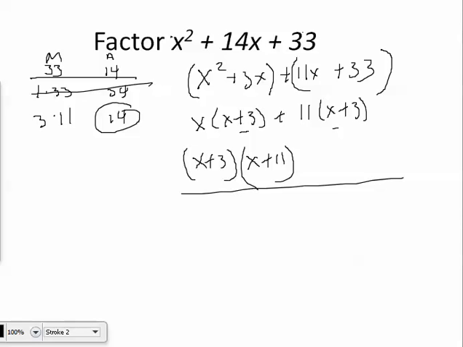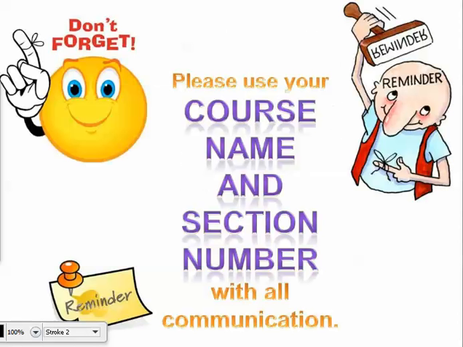Okay? Hopefully this has helped you see how to do some factoring. Why is this important? Because factoring this way will help us when we get to dividing polynomials. Because a lot of times in dividing polynomials, what we're looking for are binomials that will cancel out. So we're looking for those type of things that will cancel out, that will help us in the future.